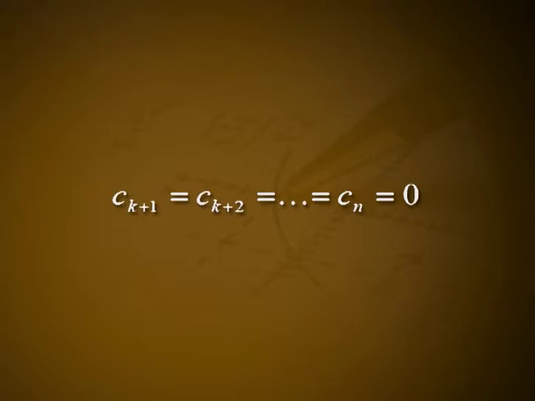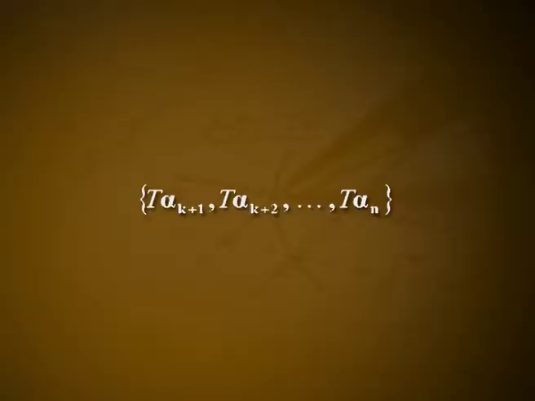equal to etc. equal to C n equal to 0, showing that the set of all T alpha k plus 1, T alpha k plus 2, etc. T alpha n is a linearly independent set. Hence, the claim is proved. That is, the set of all T alpha k plus 1, T alpha k plus 2, etc. T alpha n is a basis for the range of T.